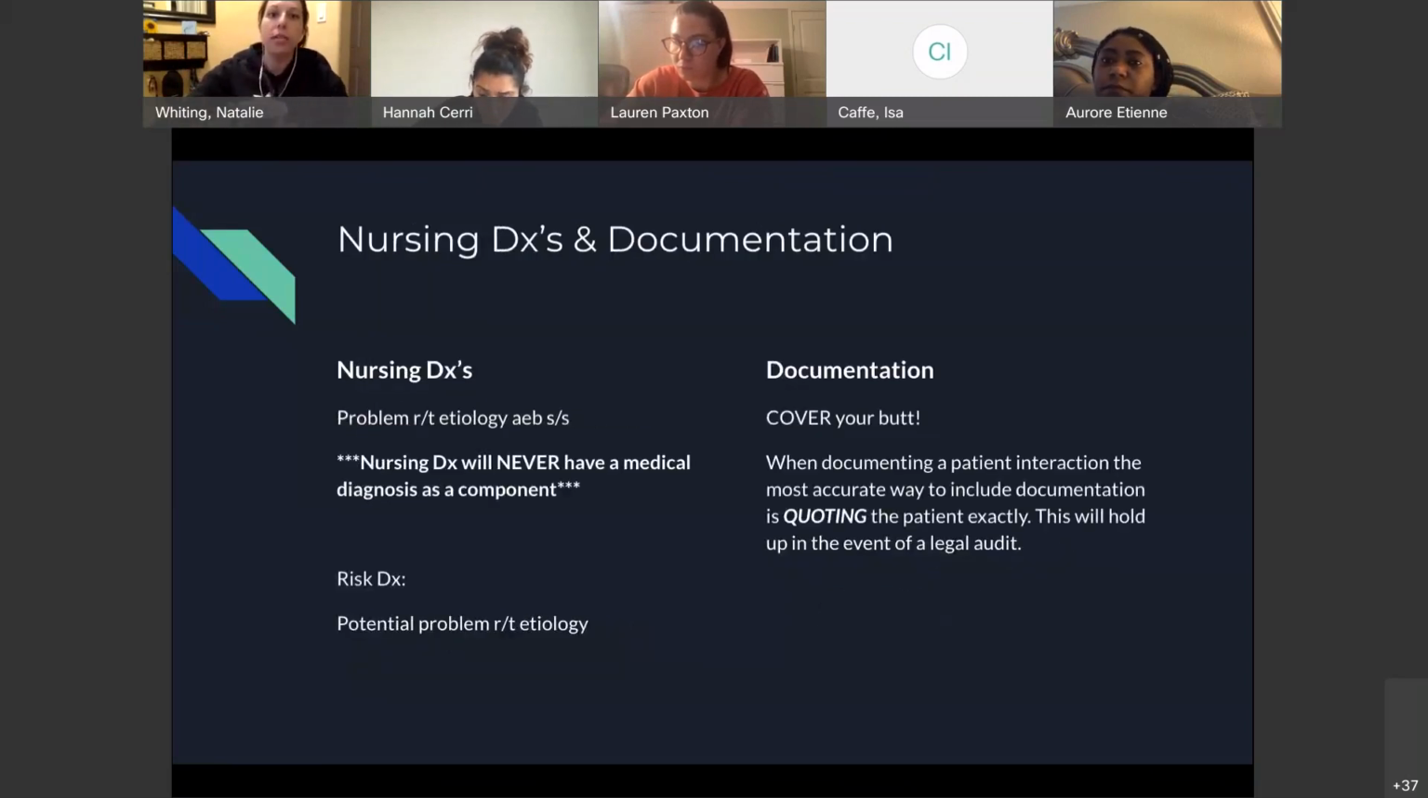Okay, so nursing diagnoses and documentation. For nursing diagnoses, it's the problem related to the etiology. This is just the format, right? The 3-part format. I've gone over this, I think, with some of you, maybe all of you. Problem related to etiology as evidenced by the signs and symptoms.